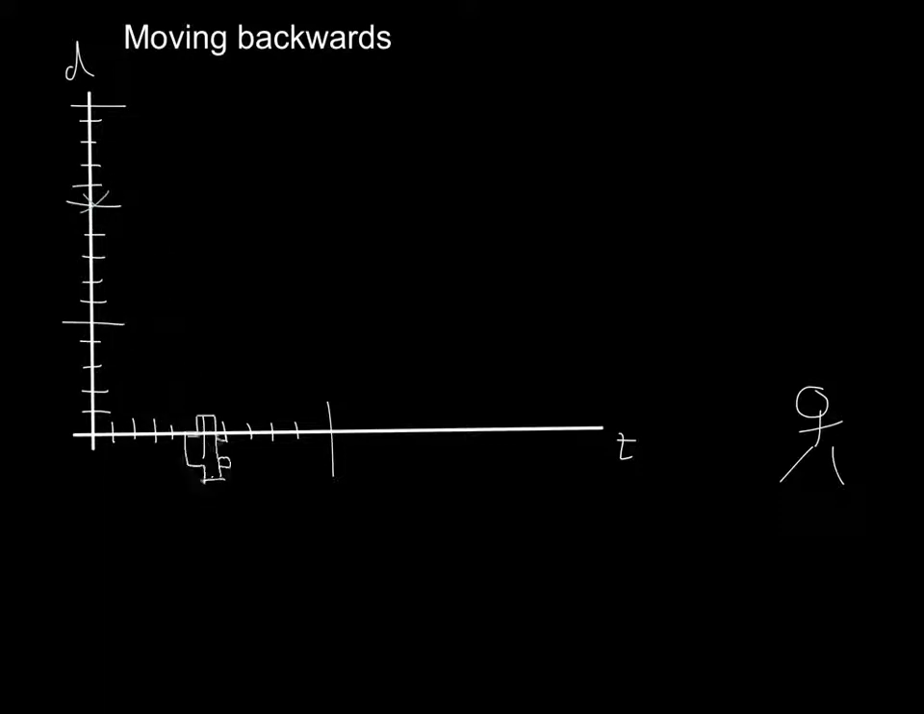So you can see that what I'm going to get is a line like this. After 1 second, 8 meters, 6 meters, 4 meters, and so on, and then you get a line that goes like that. So see, when the car was moving forward, the line was going up, but now that the car is moving backwards, the line is going down.